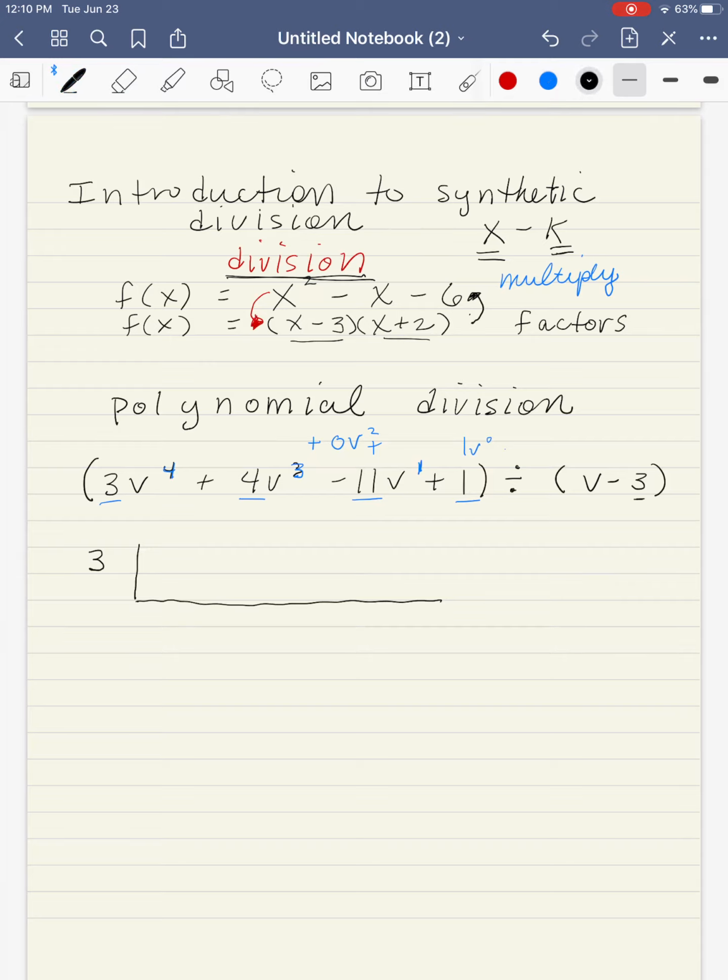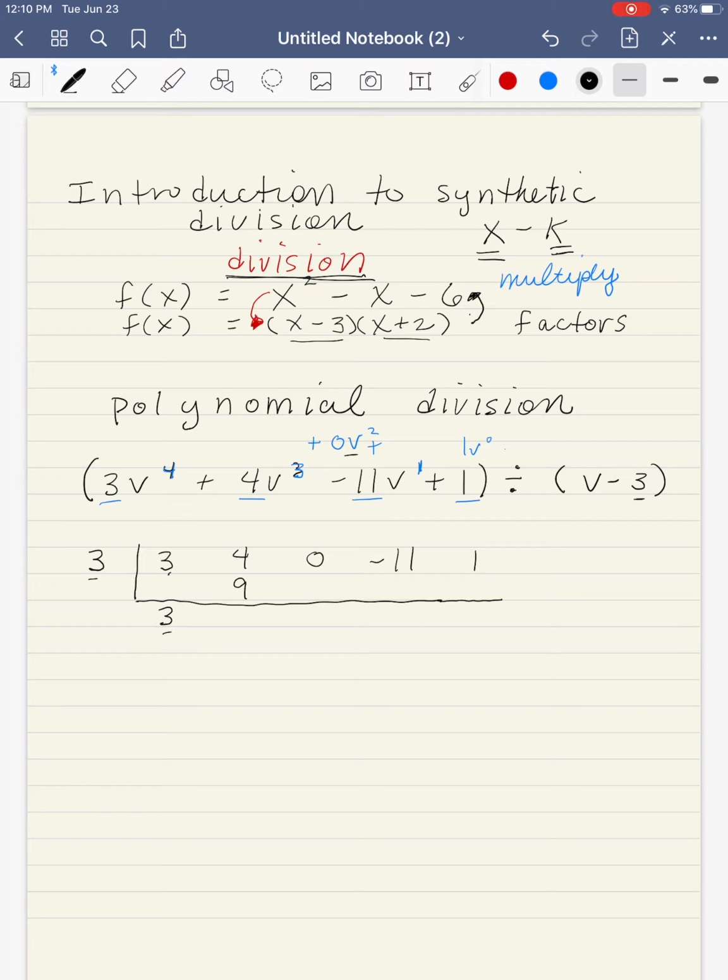I have to have every single term represented in my synthetic division. So if I don't have a specific term, in this case the v squared term, I have to put a 0 as a placeholder for that spot. So I'm going to bring each of my coefficients, list them, making sure that I include a 0 for any missing terms. Then to do the synthetic division, I'm going to drop the first number straight down.